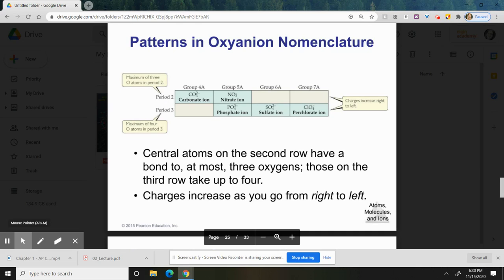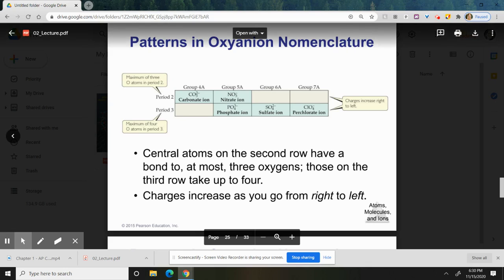Okay, so trying to get some patterns here. The charge is going to increase. You're not going to have more than 4 oxygens for these different rows. Take a look at this. Hopefully this will help trigger some of those memories for you.